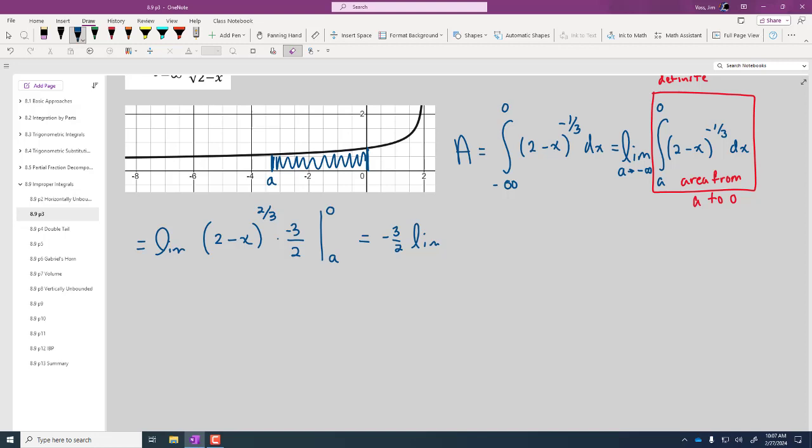Make sure we plug in the upper limit first, and then we subtract off the lower limit. So pulled out the -3/2, so that part's gone. Plug in 0, 2 minus 0 is 2, so we have 2 raised to the 2/3 power. And then we're going to subtract off the antiderivative at A. We factored out the -3/2, so we just have this part left. So it's going to be 2 minus A. So we're subtracting the quantity, 2 minus A raised to the 2/3 power. And we have that limit to evaluate as A goes to -infinity.